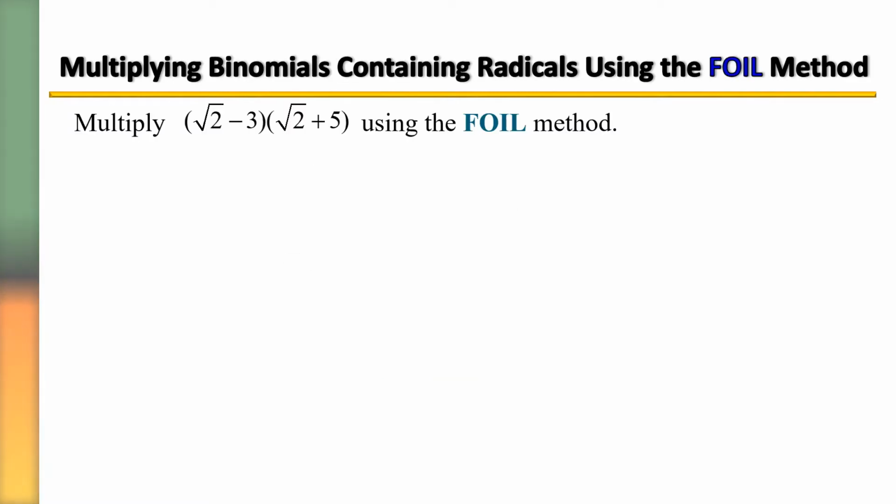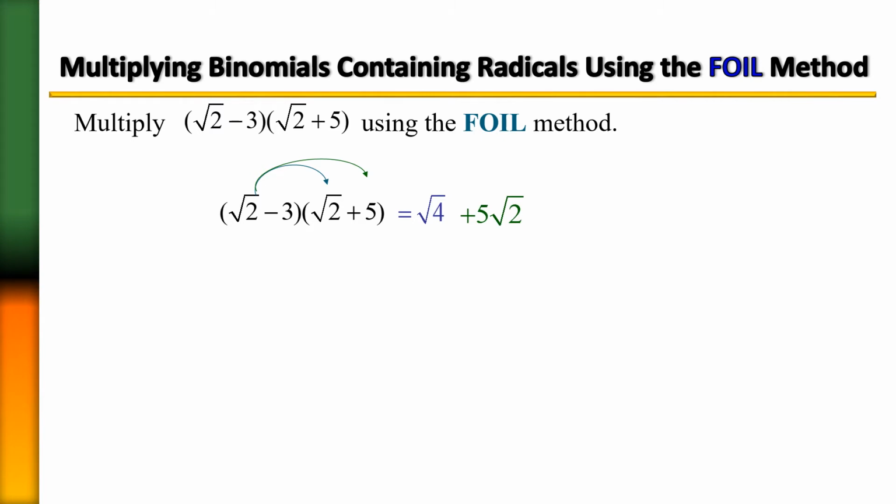In this example, we're going to multiply binomials containing radicals using the FOIL method. Recall FOIL stands for first, outer, inner, last. So let's go ahead and begin this method. So first, square root of 2 times square root of 2 equals square root of 4. Outer, the outer terms, square root of 2 times 5 equals 5 square root of 2.